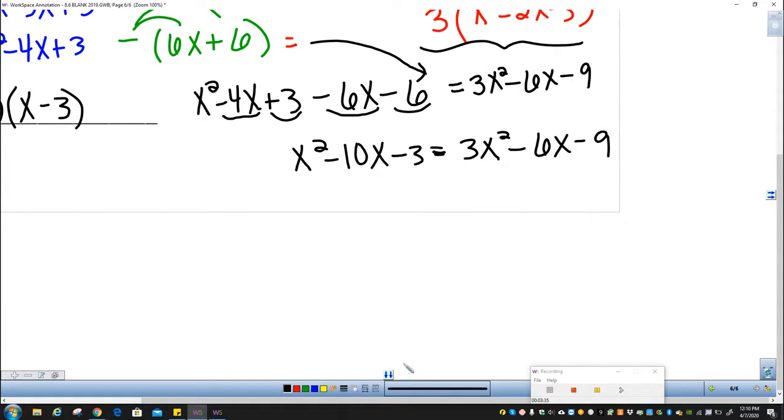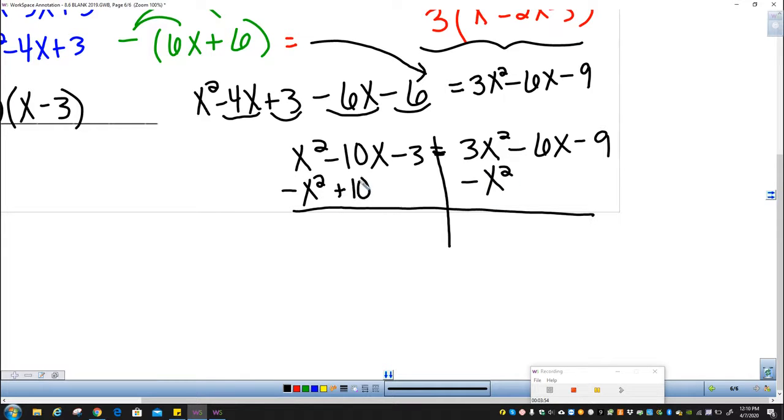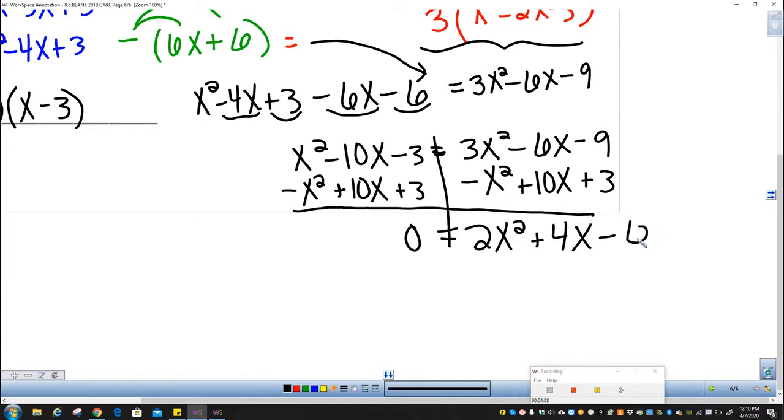So we need to get everything on one side, get the other side set equal to 0 so that we can factor. And when we're factoring, it's easiest to keep the x squared term positive. So I'm going to move everything over to the right-hand side. So I'm going to start by subtracting x squared from both sides, adding 10x to both sides, and adding 3 to both sides. So that gives us 0 equals 2x squared plus 4x minus 6.